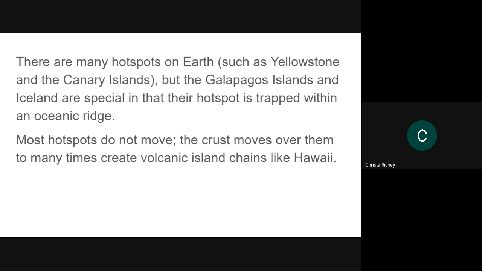They all have volcanic activity. It's just the plate is moving over top the hotspot. Iceland is a little different. It's trapped. It's literally trapped in the ridge. The ridge is not moving. The ridge is pushing the plates apart. So Iceland didn't go anywhere. It's just going to get bigger.